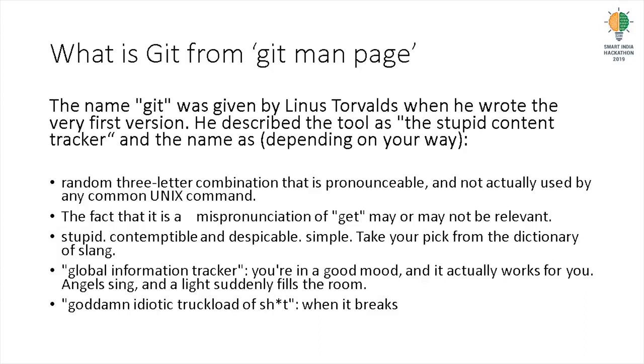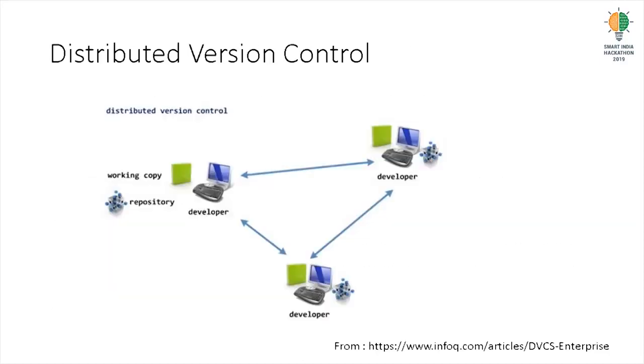It's just a stupid, contemptible, despicable, simple, take your pick from the dictionary of slangs. If you are in good mood, you can call it a global information tracker. If you are in bad mood, you can call it a goddamn truckload of shit when it breaks. Up to you. Essentially, the name Git doesn't have a meaning. It's just a name and we use it.